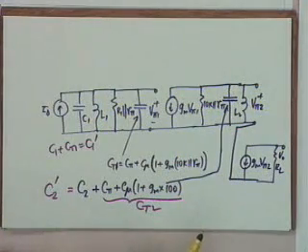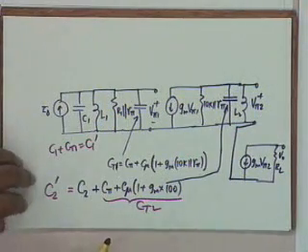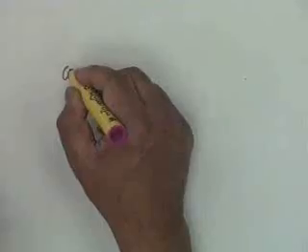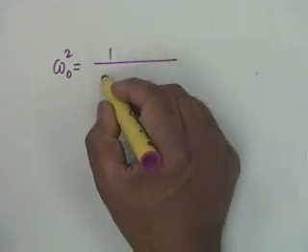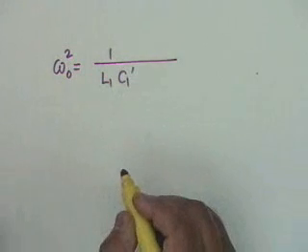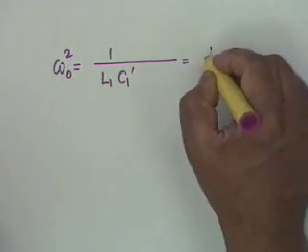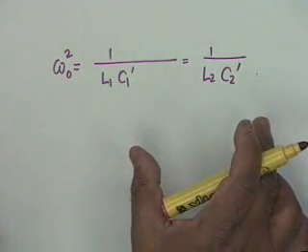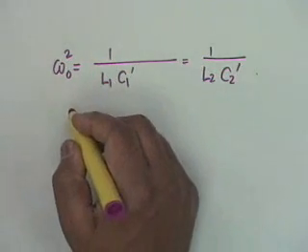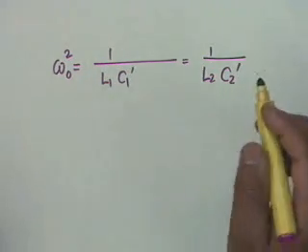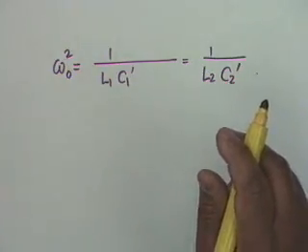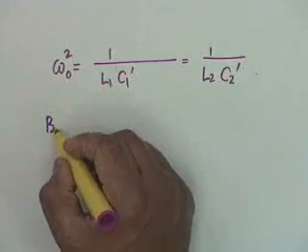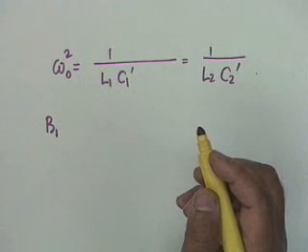Then I have 1, 2, 3, 4 equations. What are these equations? Mind you, it is synchronous tuning. Therefore, the equations are omega 0 squared equal to 1 by L1 C1 prime. It should be the same as 1 by L2 C2 prime. This gives me how many equations? 2. And the other one is the bandwidth equation. Now there comes the question, what bandwidth should you use? The overall bandwidth is required to be 2 kilohertz. So what is the individual bandwidth, B1?